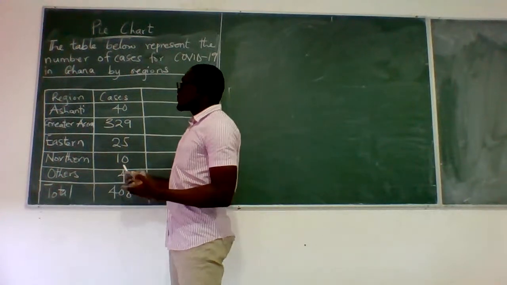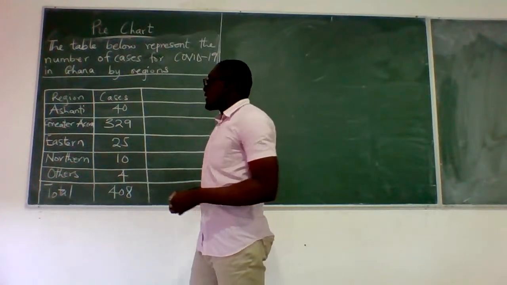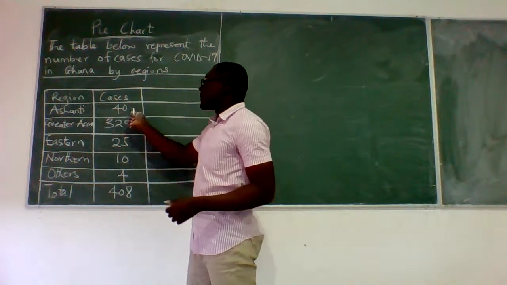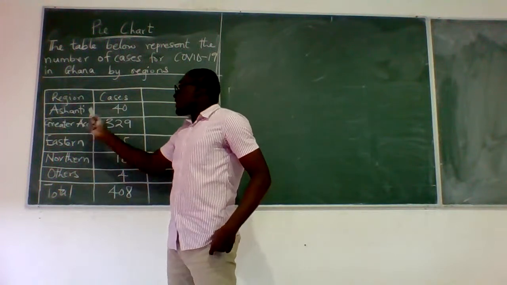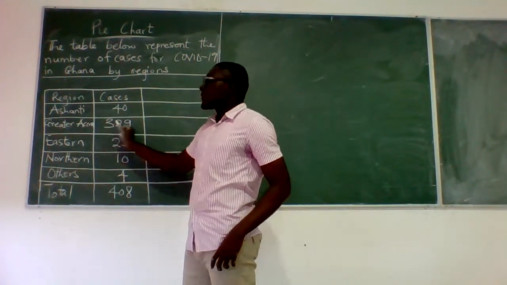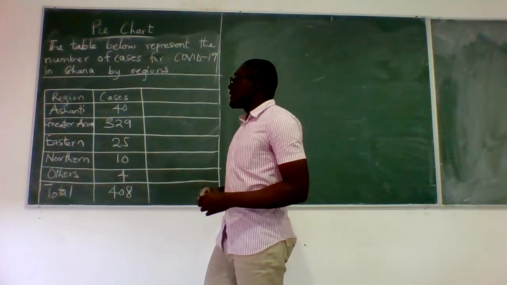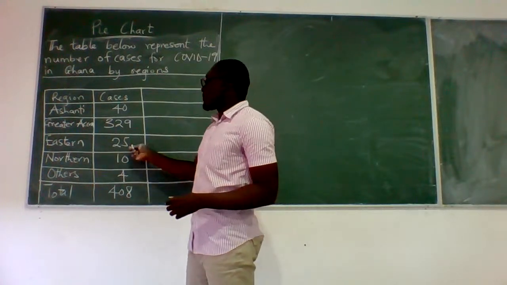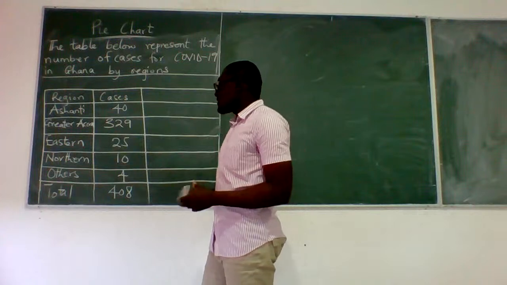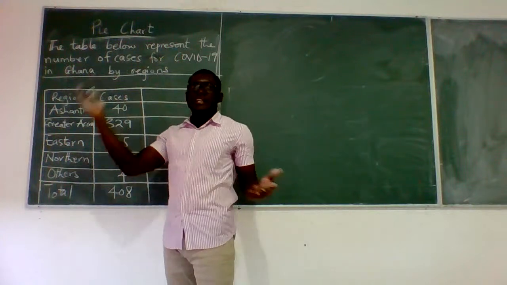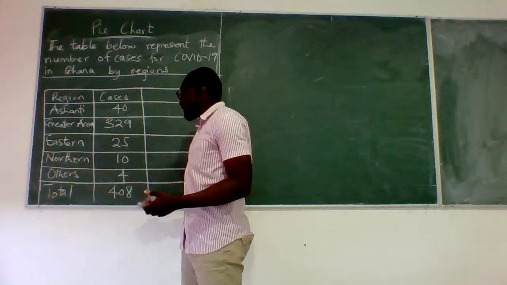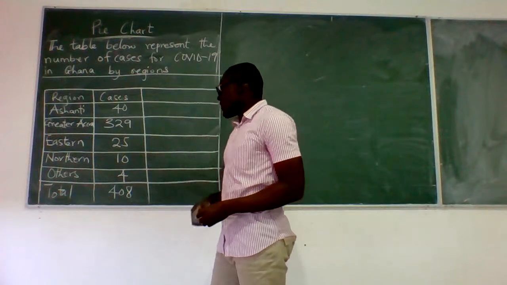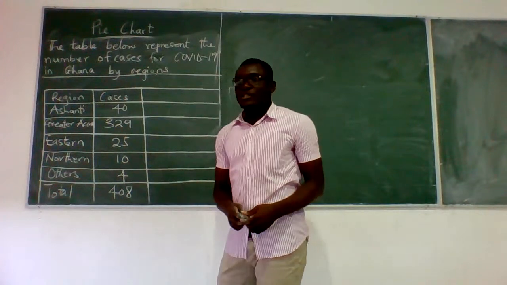So according to the Ghana Health Service, the Ashanti region have recorded 40 cases. The Greater Accra region has reported 329 cases. The Eastern region have 25 cases. The Northern region 10 cases, and all the other regions, when you put them together, they have also reported 4. And then this is their total.